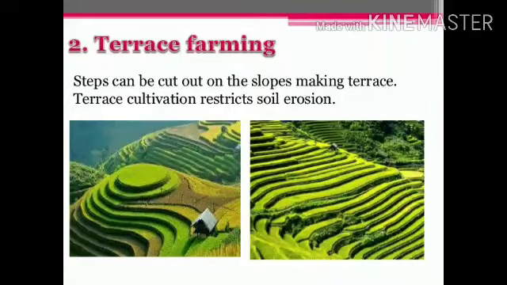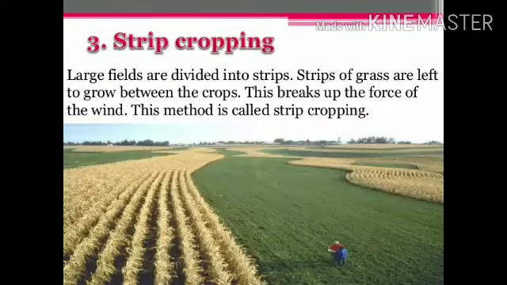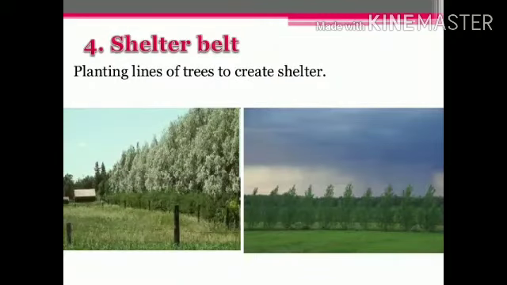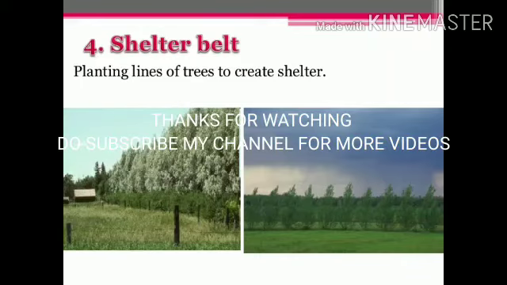Terrace farming. Steps can be cut out on the slopes, making terraces. Terrace cultivation restricts soil erosion. Strip cropping. Large fields are divided into strips. Strips of grass are left to grow between the crops. This breaks up the force of the wind. This method is called strip cropping. Shelter belt. Planting lines of trees to create a shelter.